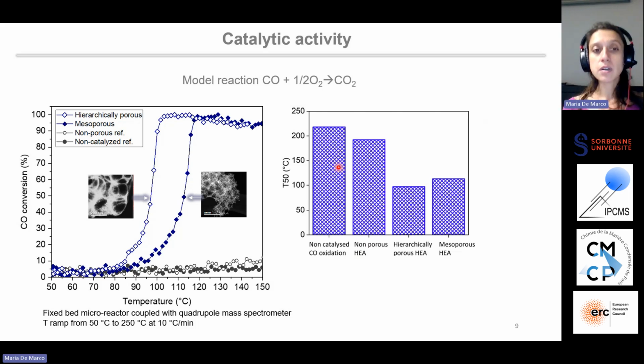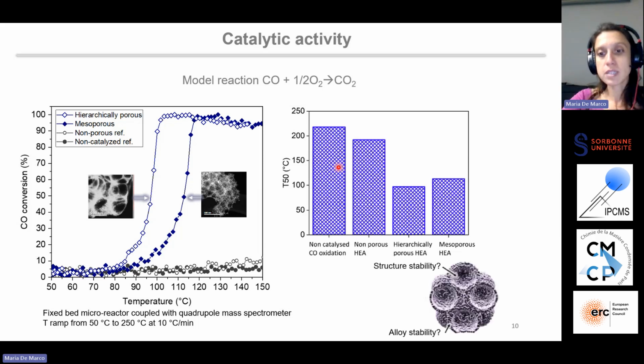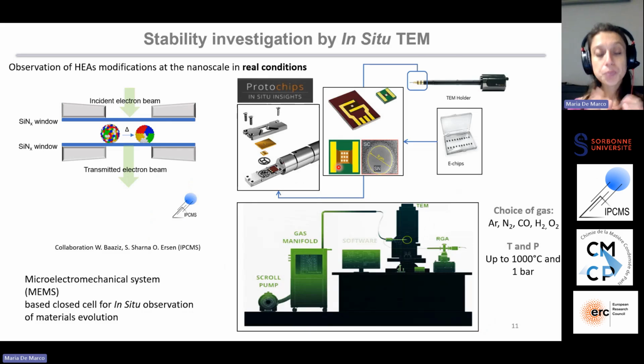So, of course, when we have this kind of porous materials and we perform catalytic reaction on them, we wonder what the evolution of the structure is, in terms of porosity and in terms of alloying, as a function of the temperature, because these are temperature-activated catalytic reactions. And in order to understand the stability and the evolution as a function of the temperature, we carried out in situ transmission electron microscopy characterization of this material with the Protochip gas holder system.